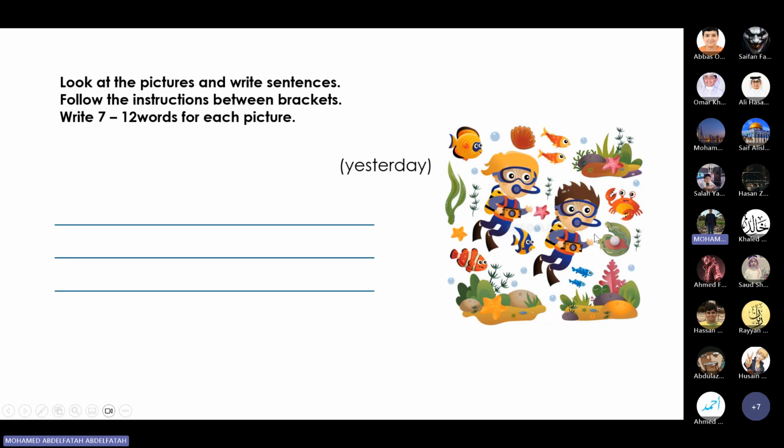So students, now you look at the picture and write from 7 to 12 words, and you have to use the clue word yesterday. You have 30 seconds starting from now. Write your answer in the chat box. Go ahead.